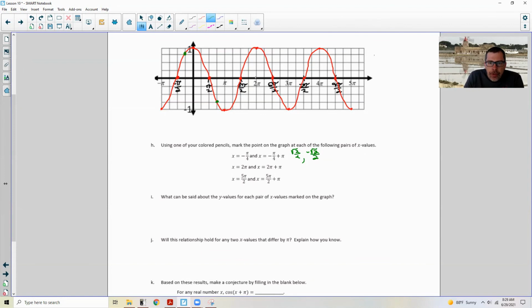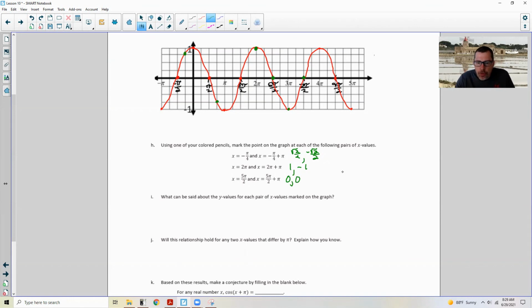2 pi is right here. Where's the graph at 2 pi? It's at 1. Adding a pi is 3 pi. 2 pi plus 1 pi is 3 pi. We're down to negative 1. And x equals 5 pi over 2. 5 pi over 2 is right here. Oh, I didn't plot this dot. 5 pi over 2 is here. 5 pi over 2 plus a pi is 7 pi over 2. And they're both 0.